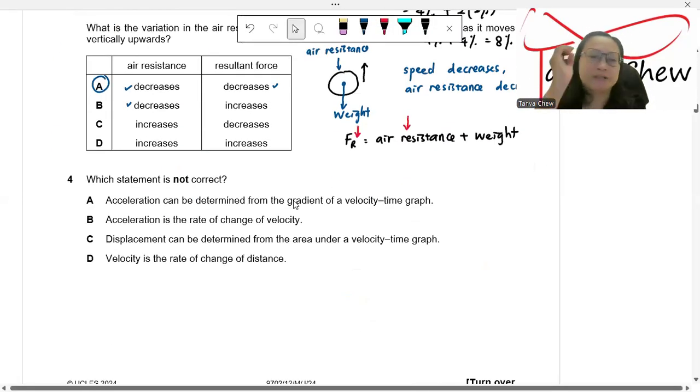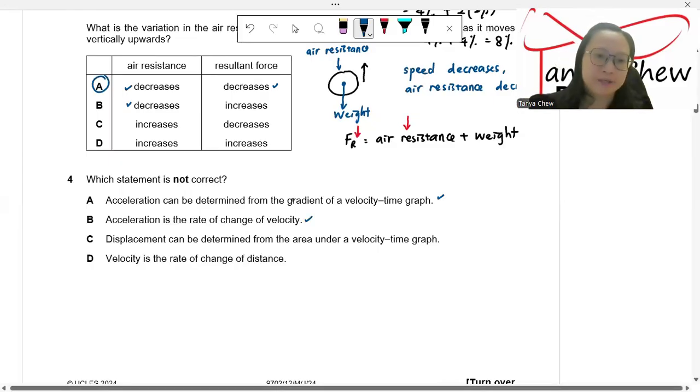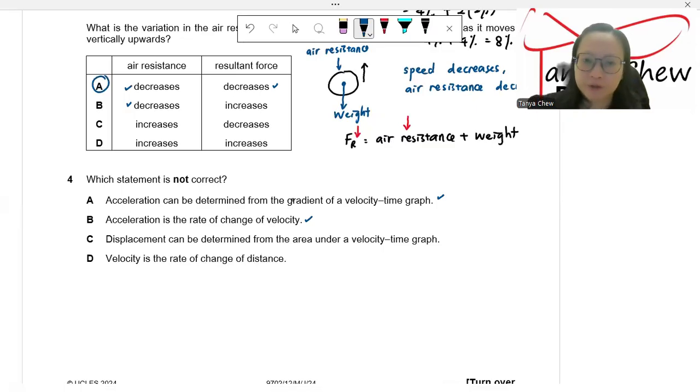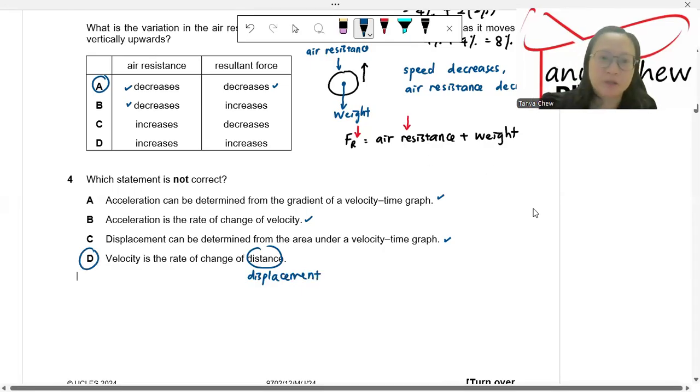Question number 4. Which statement is not correct? Let us see. A, acceleration can be determined from the gradient of a velocity-time graph. This is true. B, acceleration is the rate of change of velocity, which is also true. Final velocity minus initial velocity per time taken. That is called rate of change of velocity. C, displacement can be determined from the area under a velocity-time graph. That is also true. D, velocity is the rate of change of distance. It is actually supposed to be displacement, not distance. Therefore, D is incorrect.